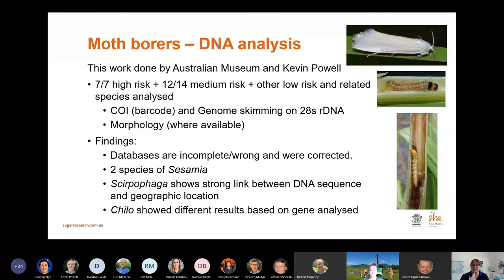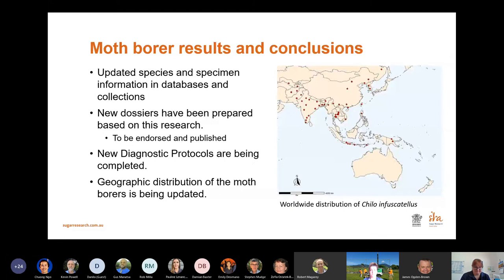What are our conclusions for the purpose of this project? Firstly, what we did is we updated the species and specimen information in databases and collections. This is really important because if you think about it, if we get an incursion and we're comparing it to something and the database is wrong, then you've got nowhere to go. So it's very important to have updated information in databases and in the collections.